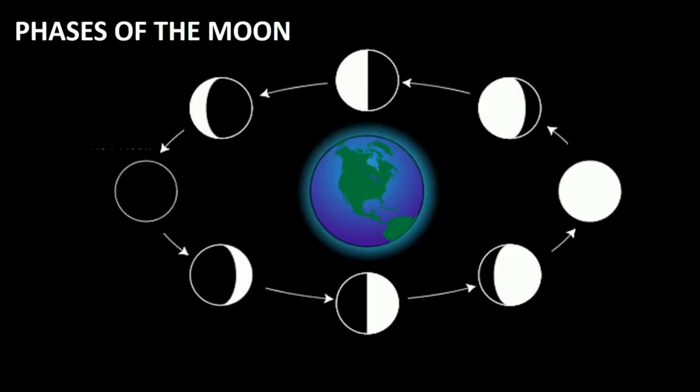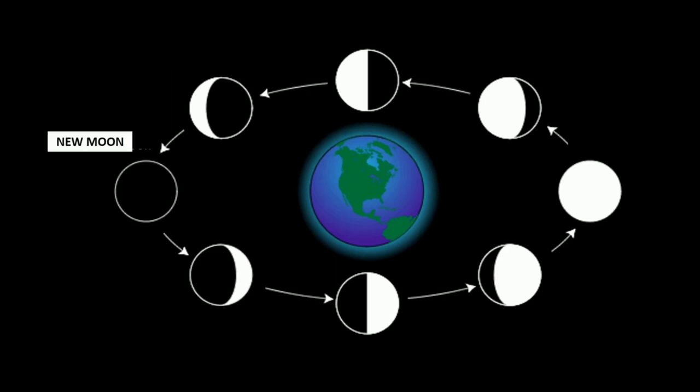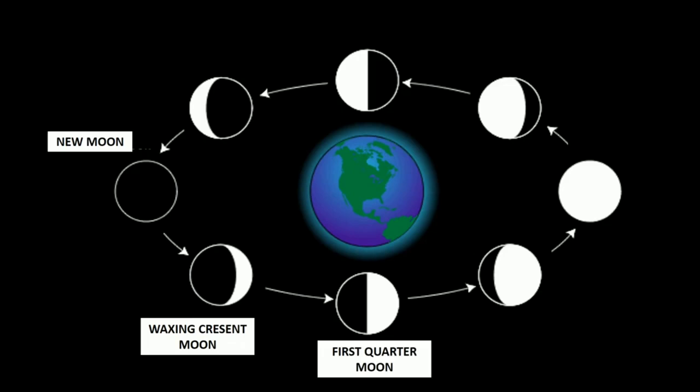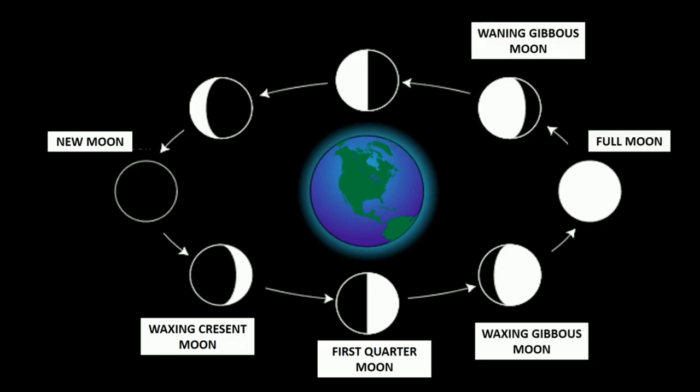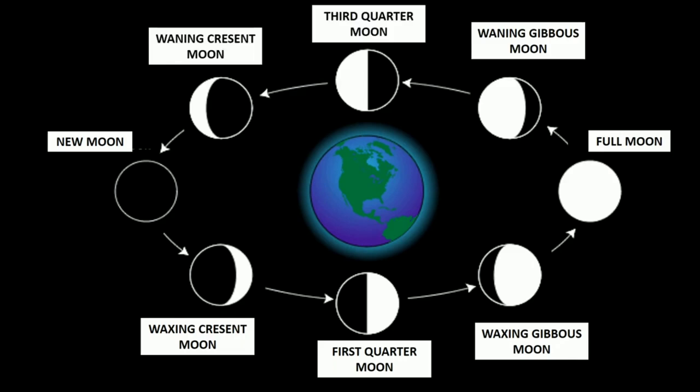As the Moon changes shape, it goes through 8 major phases: new moon, waxing crescent moon, first quarter moon, waxing gibbous moon, full moon, waning gibbous moon, third quarter moon, waning crescent moon, and the cycle repeats and starts with the new moon.